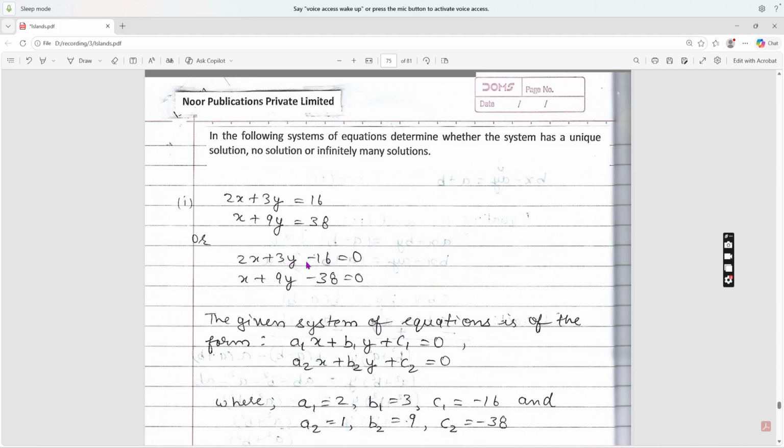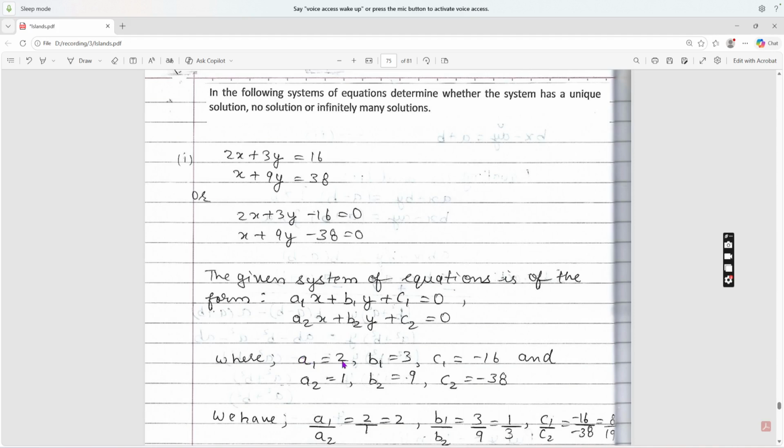So here 2x plus 3y minus 16, because plus 16 is there in the RHS and we have to shuffle it to the LHS, and we will get minus 16 is equal to 0. Here it is x plus 9y minus 38 is equal to 0. So what is a1 here? Just see, a1 is 2, b1 is 3, c1 is minus 16, a2 is 1, b2 is plus 9, and c2 is equal to minus 38. This is what we have to mention here.